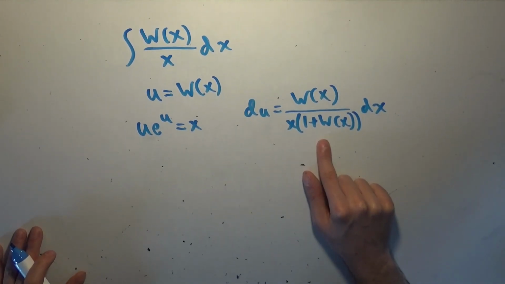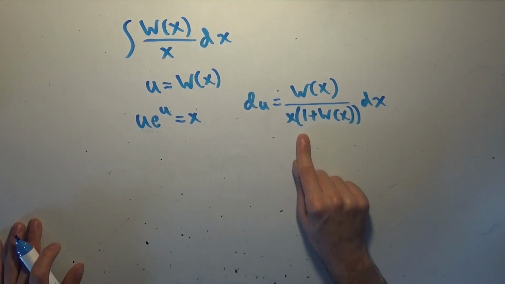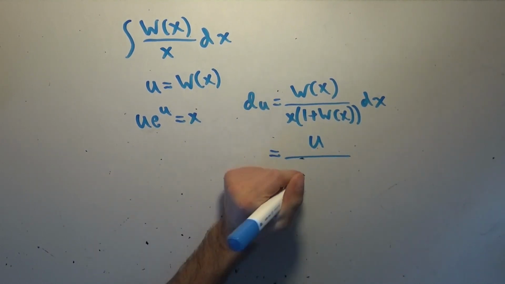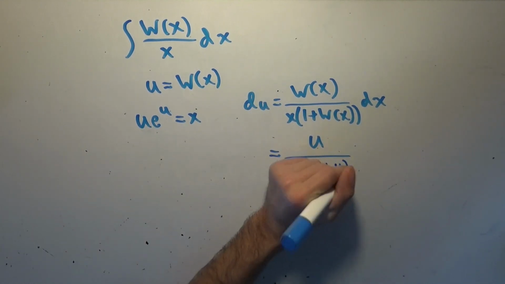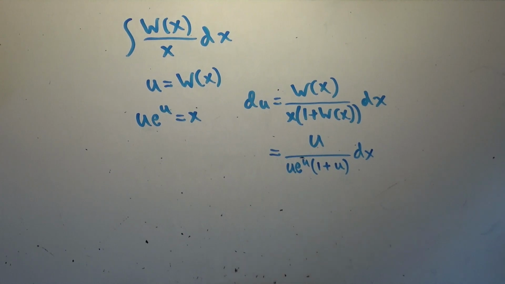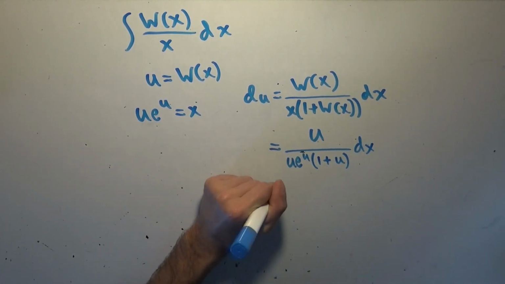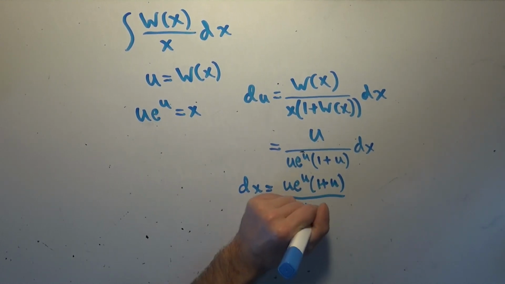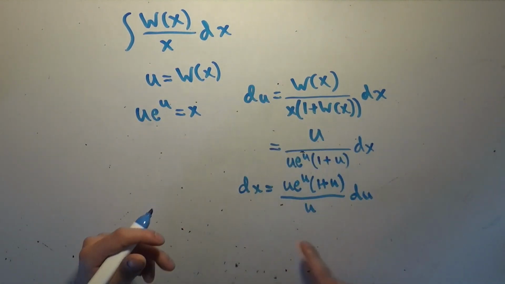So that's something we've seen before, so it shouldn't be too much of a surprise. But we can replace these things with stuff that we know them to be, right? We know that w of x is u, so this is equal to u divided by, we know what x is, it's u times e to the u. And again, we know what w of x is, it's u, so this is 1 plus u dx. And of course we don't want dx to be multiplied by all of these things, we want it to be with the du, so we can replace things. So that simply tells us that dx is going to be equal to u times e to the u times 1 plus u divided by u du, because all we did was take this fraction and multiply it over to the other side so that dx would be on its own.